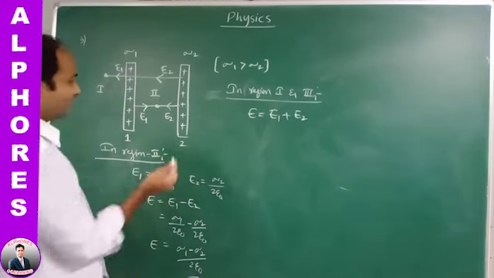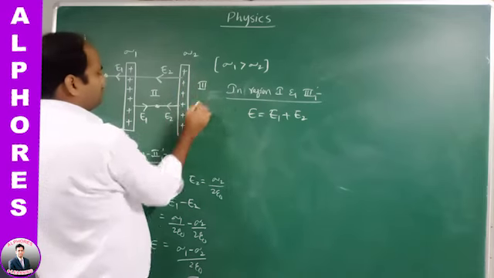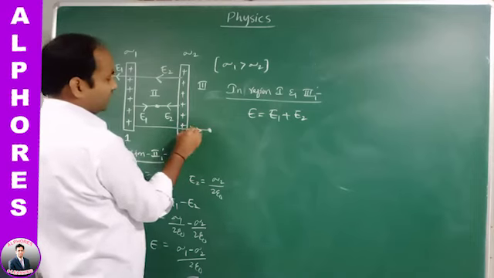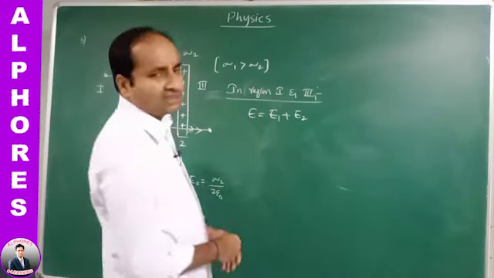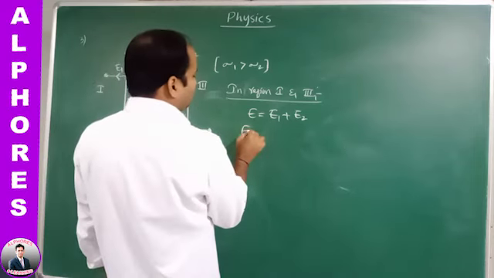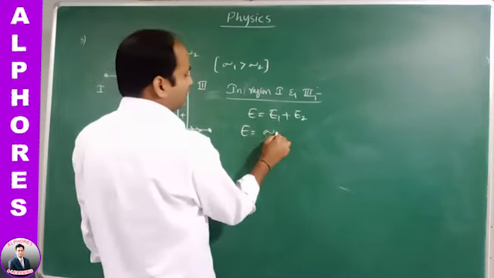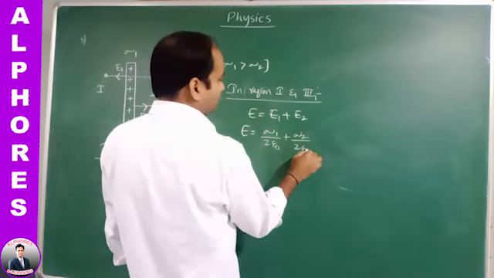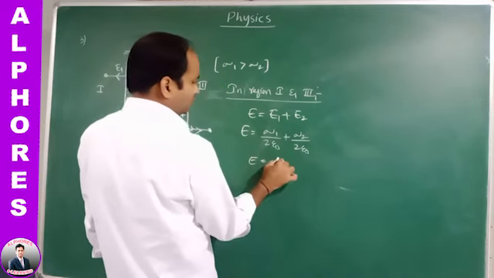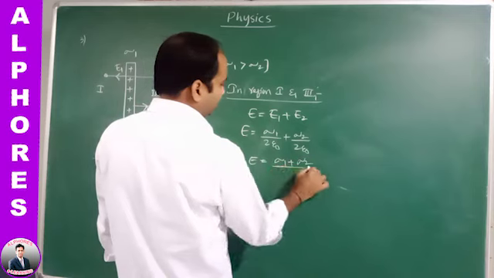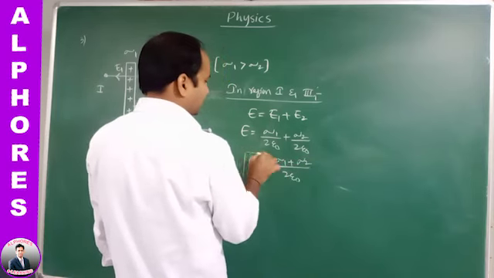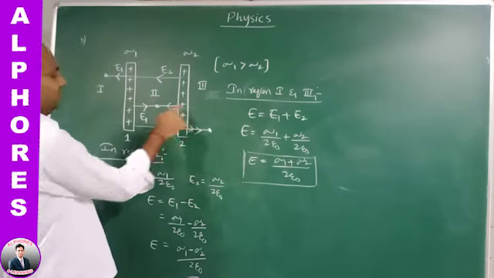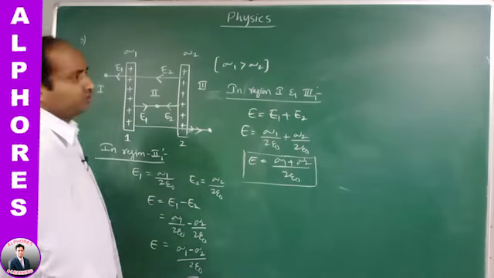So E1 plus E2. Either way, you may take this as region 3. By the first plate radially outwards, by the second plate also radially outwards, so we may write E is equal to E1 plus E2. What is the value of E1 again? Sigma 1 by 2 epsilon naught plus sigma 2 by 2 epsilon naught. We may write E is equal to sigma 1 plus sigma 2 by 2 epsilon naught, both in regions 1 and 3. In region 2, it is sigma 1 minus sigma 2 by 2 epsilon naught.